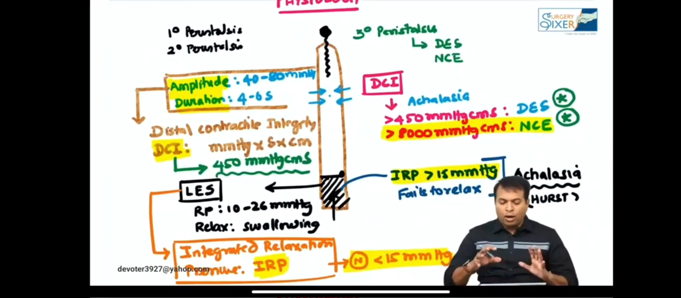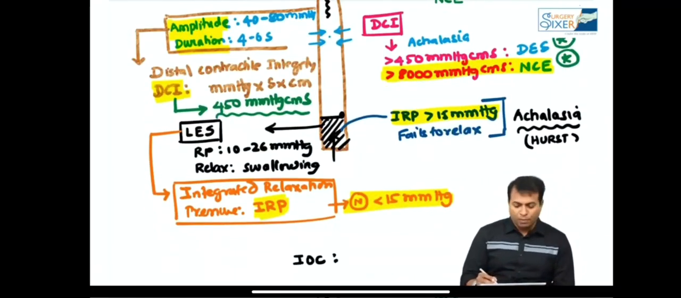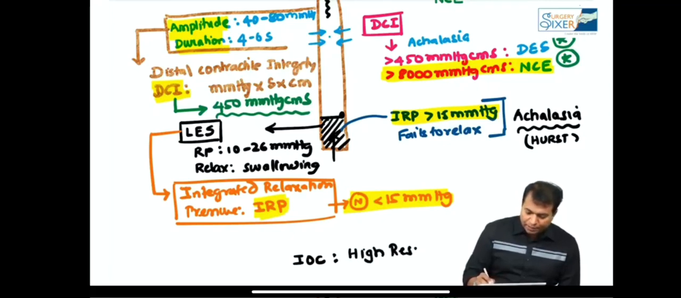It's all fine, but how did you find all these values? What is that investigation known as? Can you tell me? The investigation of choice to study the physiology and to diagnose the motility disorders is known as high resolution manometry.